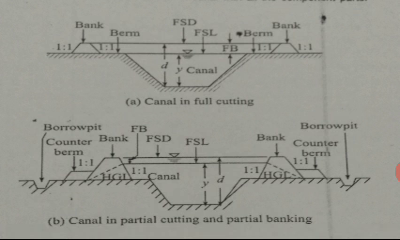Okay, the components of the canal section we'll discuss one by one. The first one is banks. Two banks on both sides of the canal are necessary mainly to retain water in the canal to full supply level, FSL, or depth.